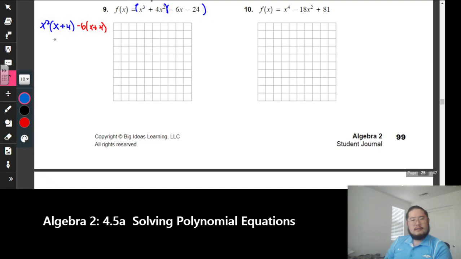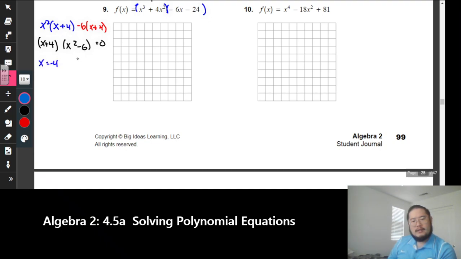All right. So now we have that. We got x plus 4 as one of our binomials. I have x squared minus 6 as another. All right. So let's take all of this, we'll set it equal to 0. And so one of our solutions is x is equal to negative 4.